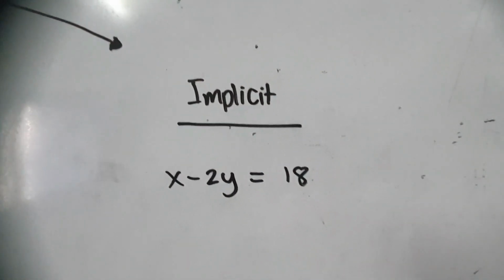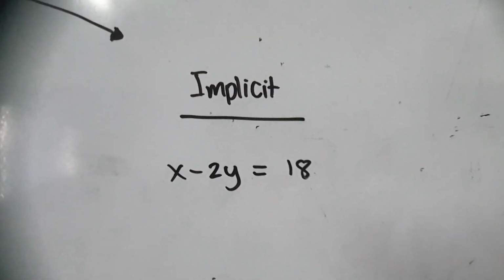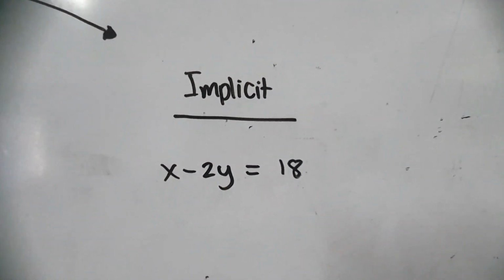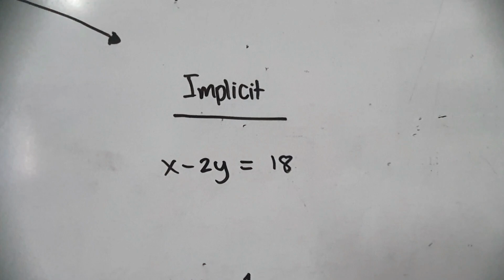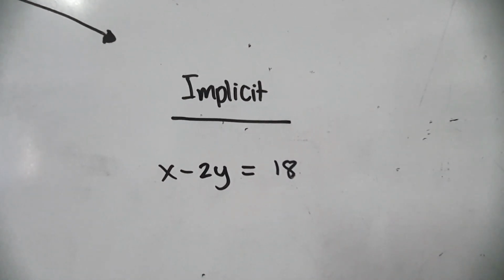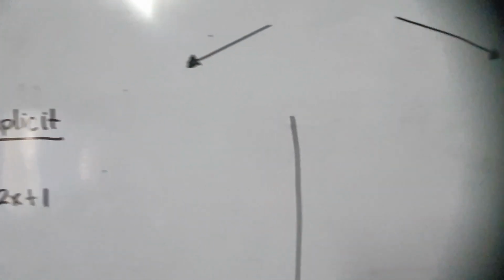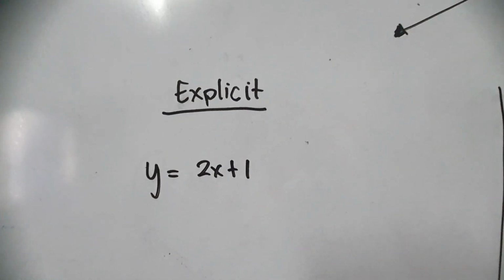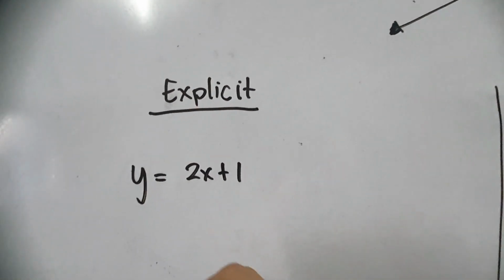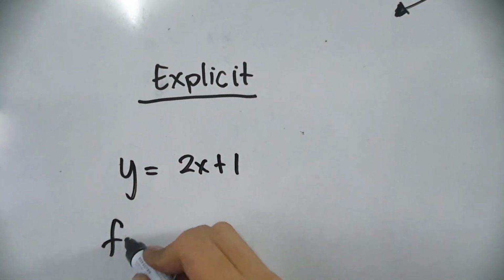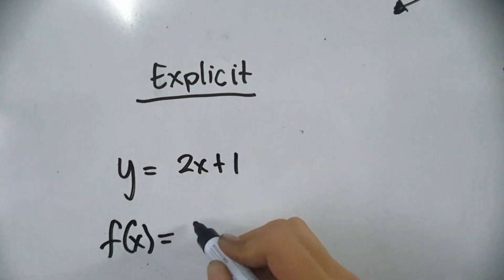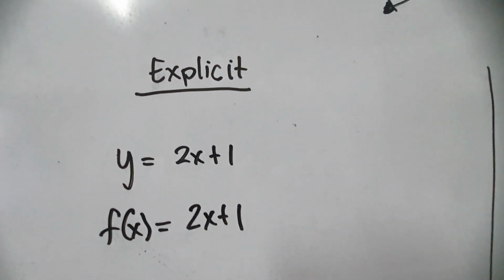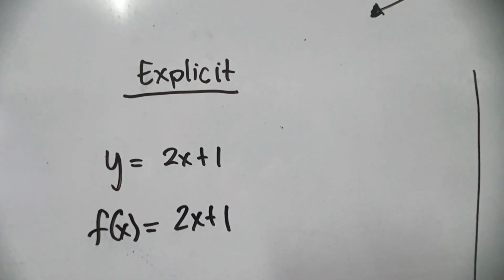While here, we have what we call an implicit form, where we have the equation x minus 2y equals 18. We don't know what the value of y is yet. Unlike with this one, y is equivalent directly to 2x plus 1. So we can easily convert this one into a function form. f of x equals 2x plus 1.